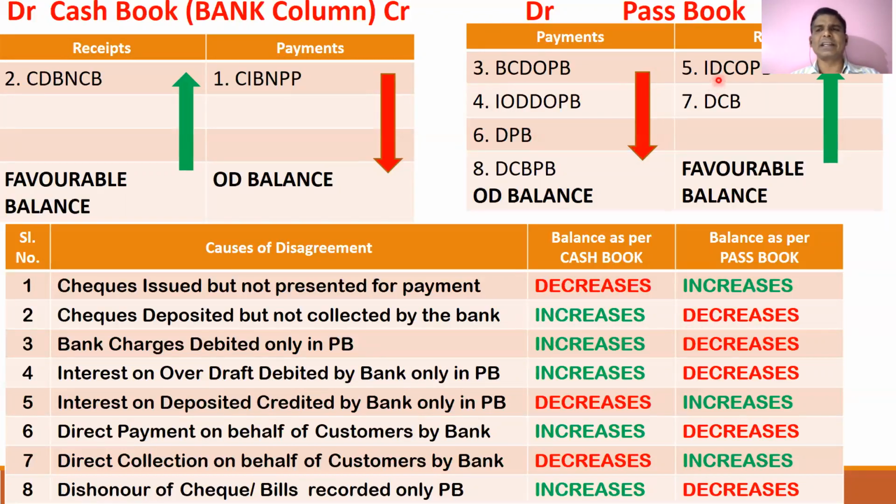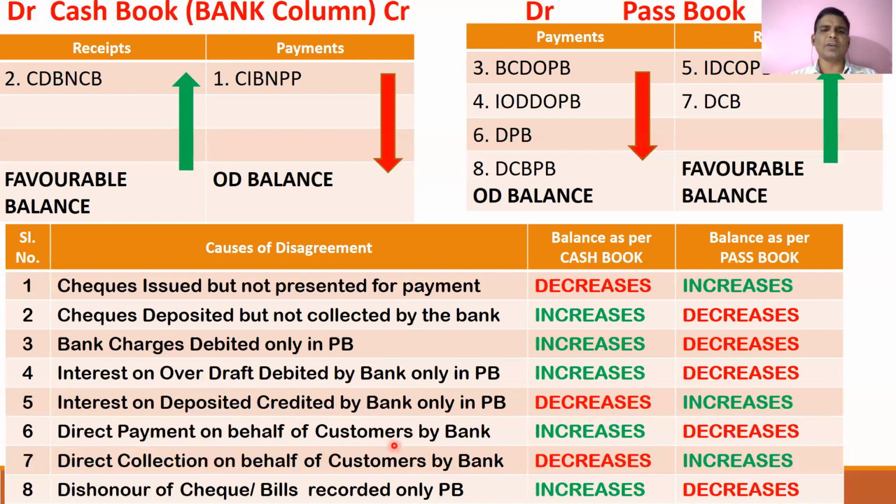Interest on deposits credited only in the passbook. Whatever is on the credit side of the passbook means this is the receipt side. So the cash book decreases, because it is not written. It is the credit side, so passbook increases and cash book decreases. Interest on deposits credited only in passbook: passbook increases, cash book decreases.